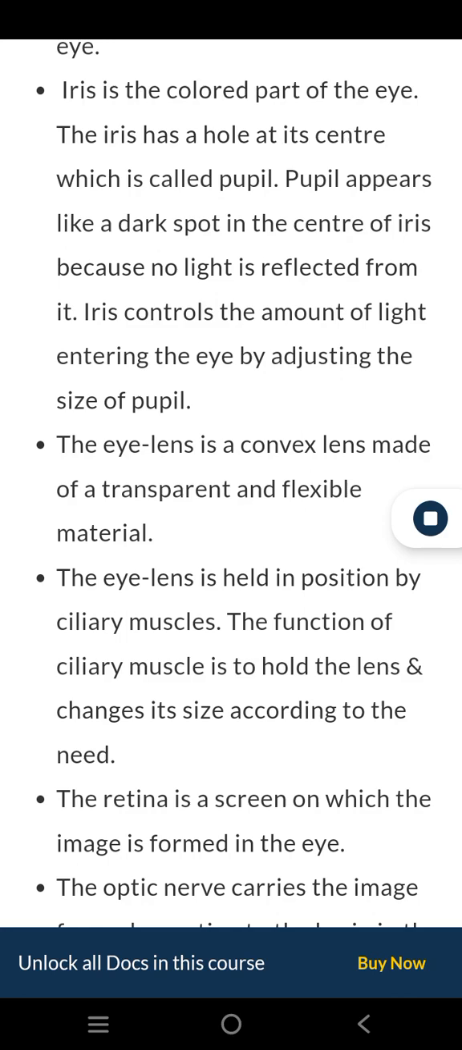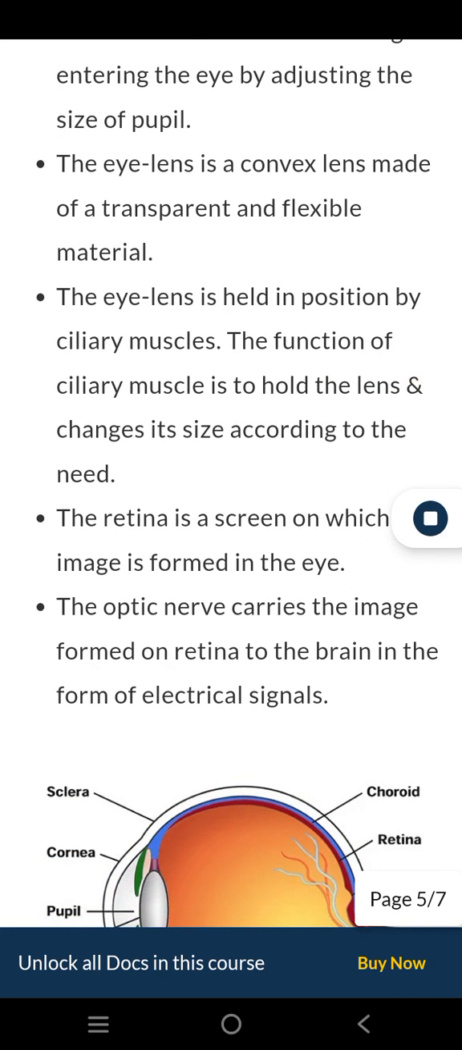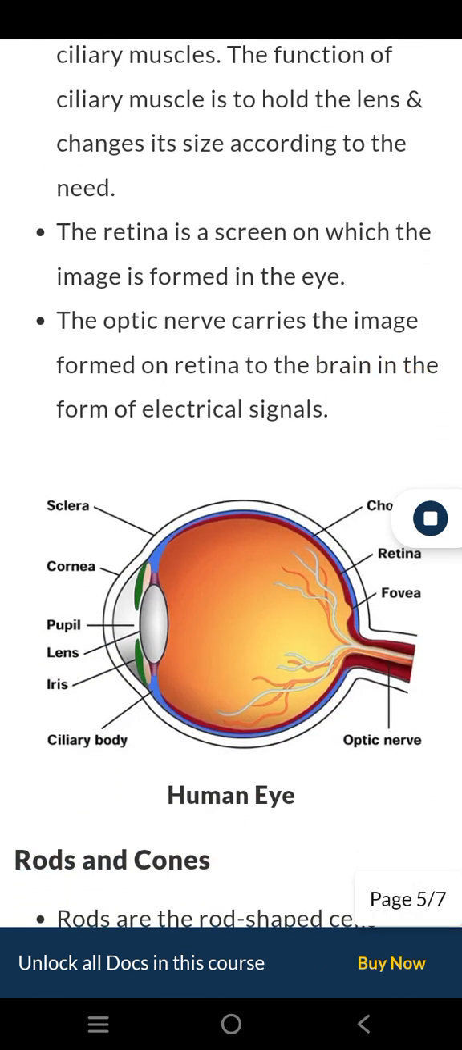The eye lens is a convex lens made of a transparent and flexible material. The eye lens is held in position by ciliary muscles. The function of ciliary muscle is to hold the lens or change its size according to the need. The retina is a screen on which the image is formed in the eye. The optic nerve carries the image formed on retina to the brain in the form of electrical signals.